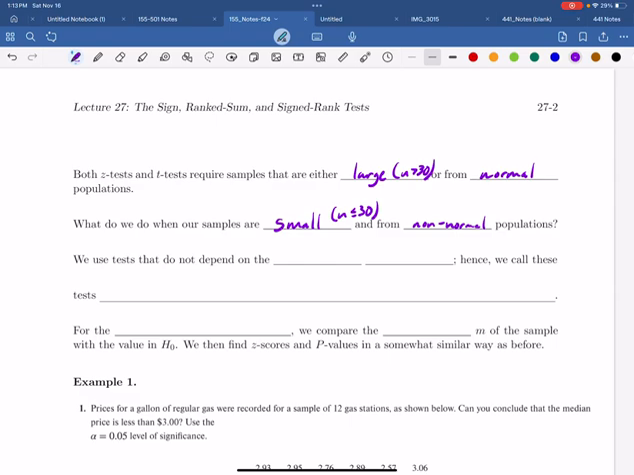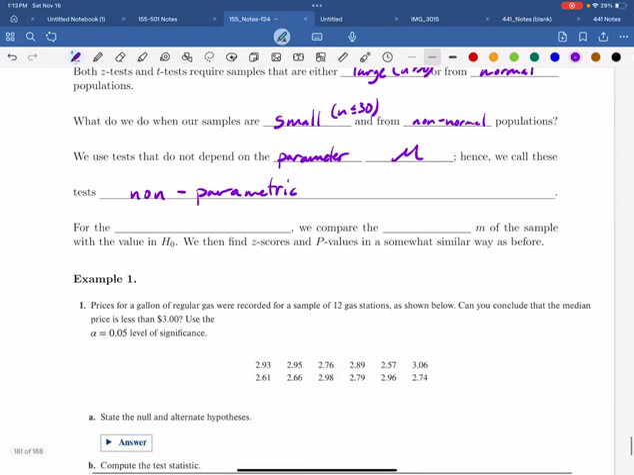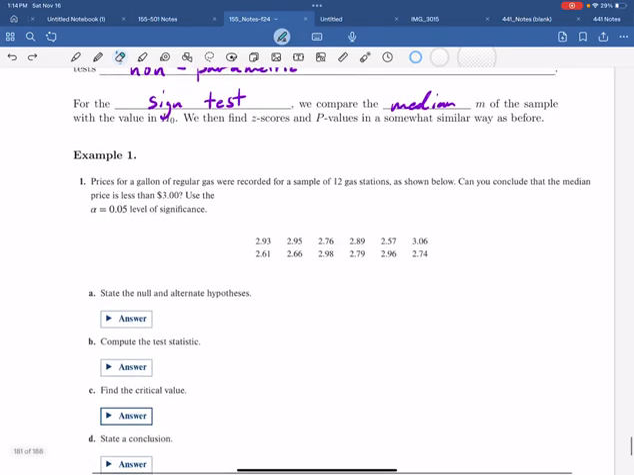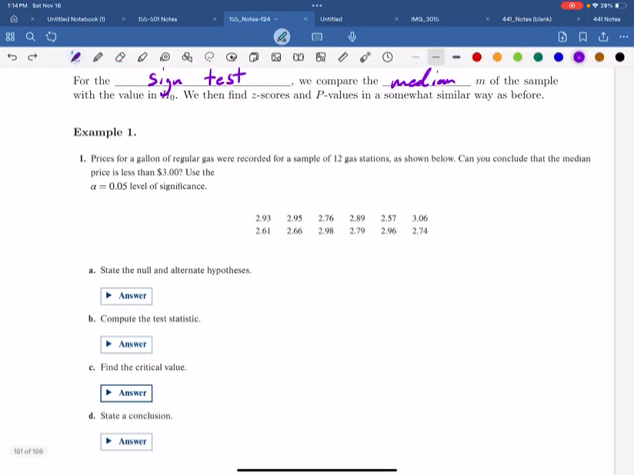What we do is we use tests that do not depend on the parameter mu. Hence, we call these tests non-parametric. For our first test, the sign test, we compare the median, m, not mu, just m, of our sample with the value in H null right there. And we do z-scores, p-values, etc.